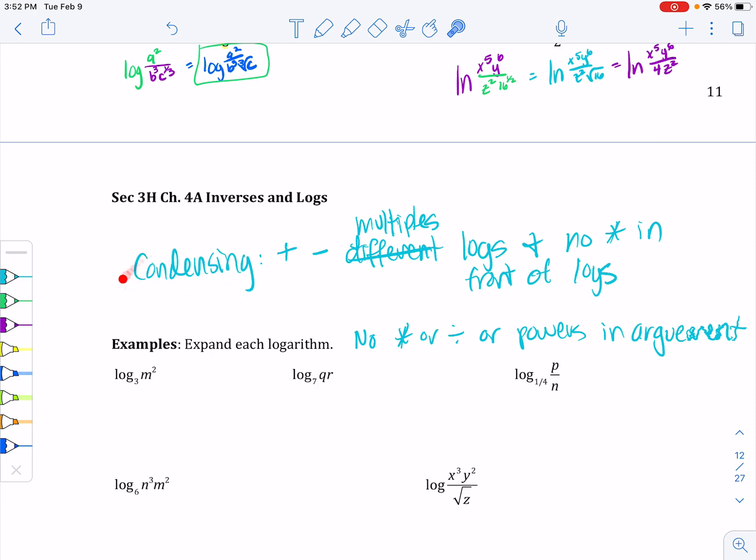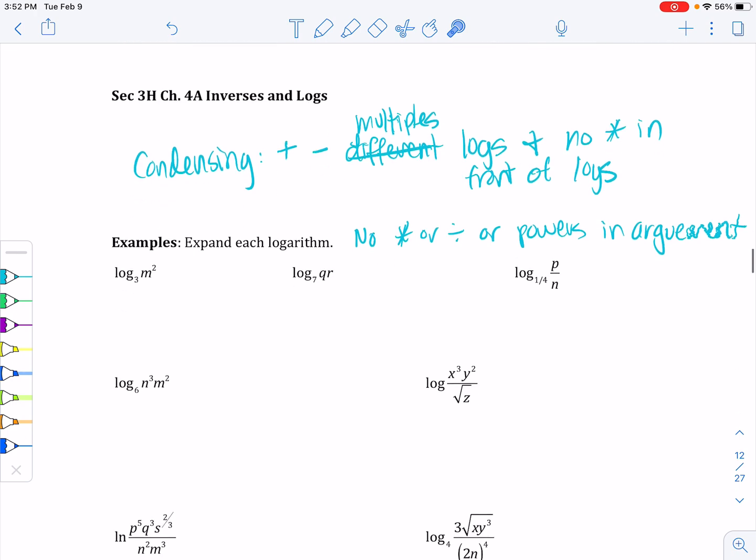You want to write it as one log, so you don't have any adding or subtracting, so you would rewrite it as multiplying or dividing with the arguments. And you don't have anything being multiplied in front of the logs. Here, you go the opposite direction. There's no multiplying, dividing, or powers in the argument.